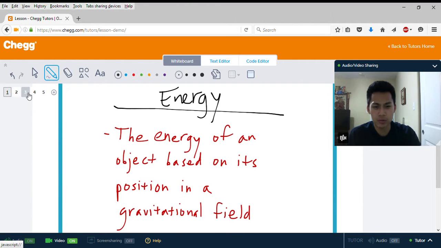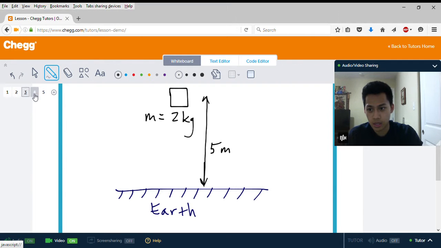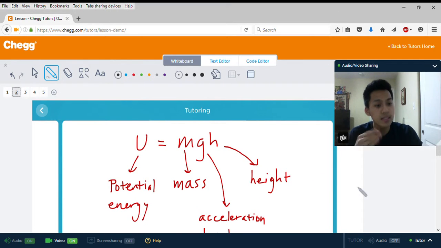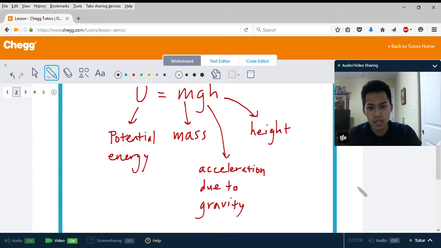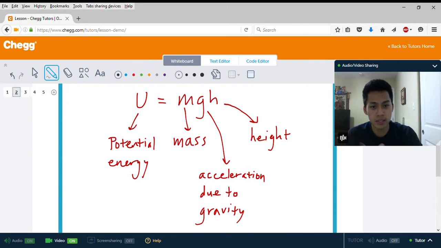So the best way to teach this would be just to do a simple example. But first, let's go over the equation. Of course, we have U, which is usually the letter that they use for potential energy. That equals mgh, which is the mass times the acceleration due to gravity times the height of the object from your point of interest, from either the surface of Earth or from some other surface. So potential energy equals mgh. In most cases, your h will be the height from the object to the ground.